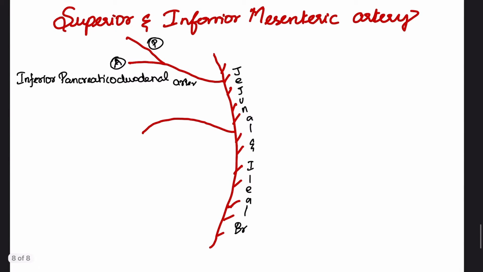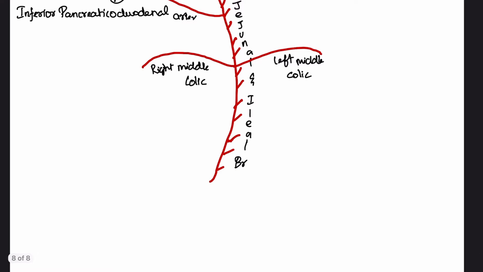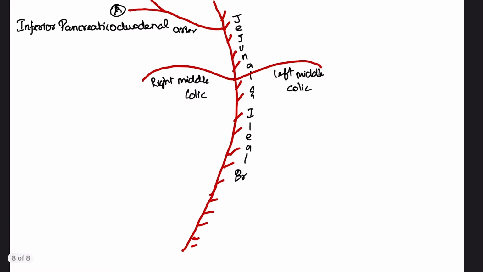Similar to that, there is another middle colic artery on the convex side. Let's name this as right middle colic and the left middle colic. So first let's extend this. Right middle colic and left middle colic. So on the concave side of the superior mesenteric artery, there are two more branches.